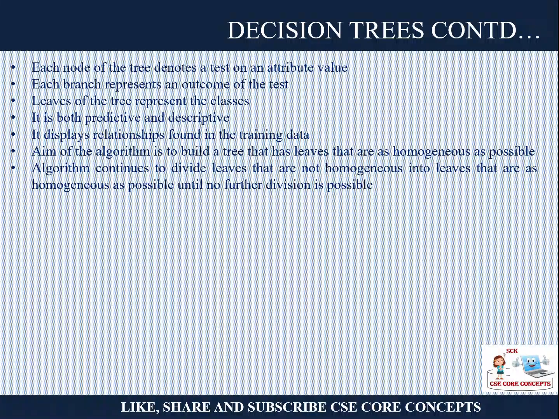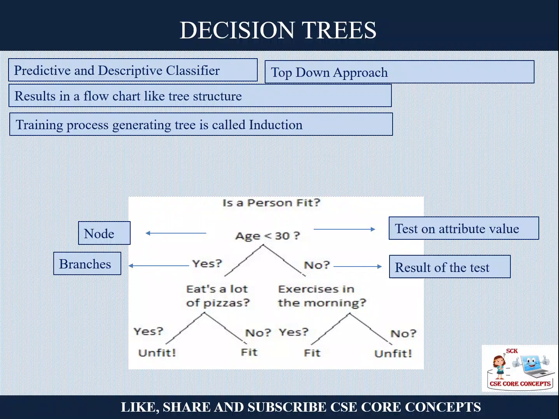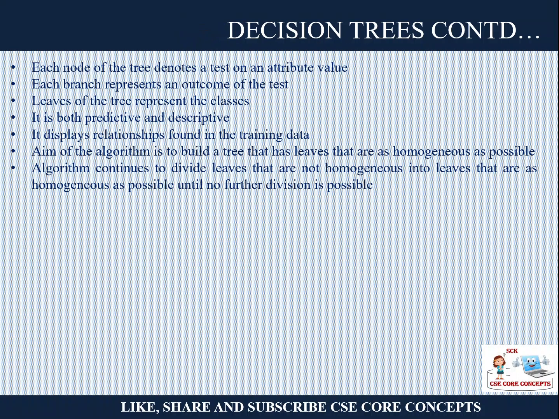Each node of the tree will denote a test on the attribute value and each branch represents the outcome of the test. The leaves are the classes. In my data structures course, where we have discussed trees in great detail, I have discussed what are nodes and leaves. So leaves are the last level which does not have further branches. They are the classes, that is unfit and fit. That means this data set has two classes, fit and unfit. So this algorithm is both predictive and descriptive and it determines the relationship in the training data.